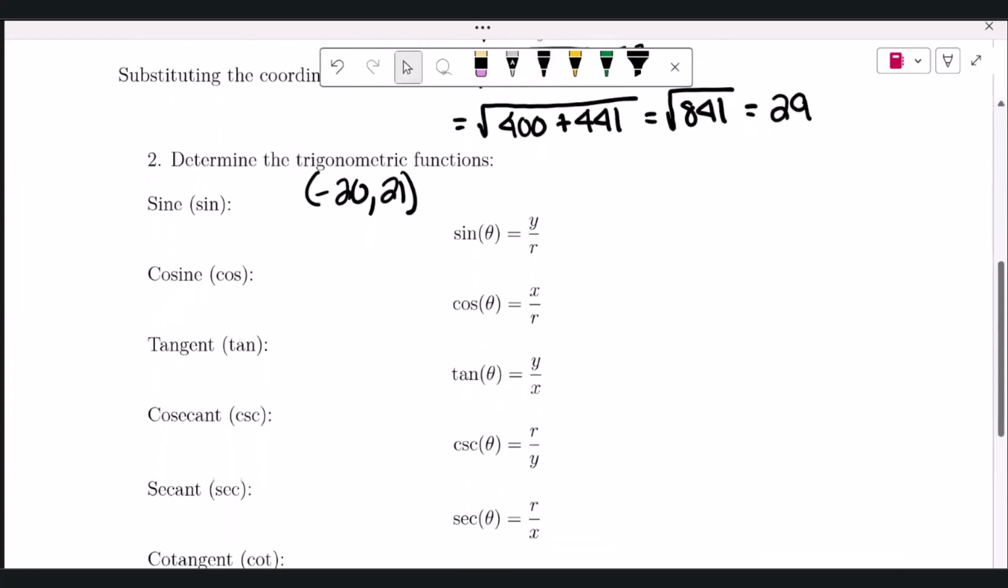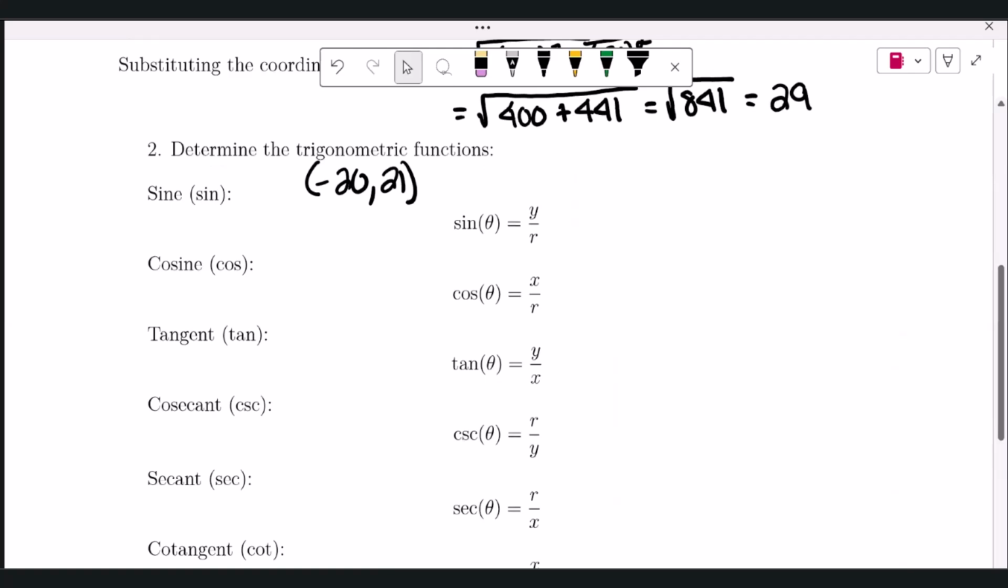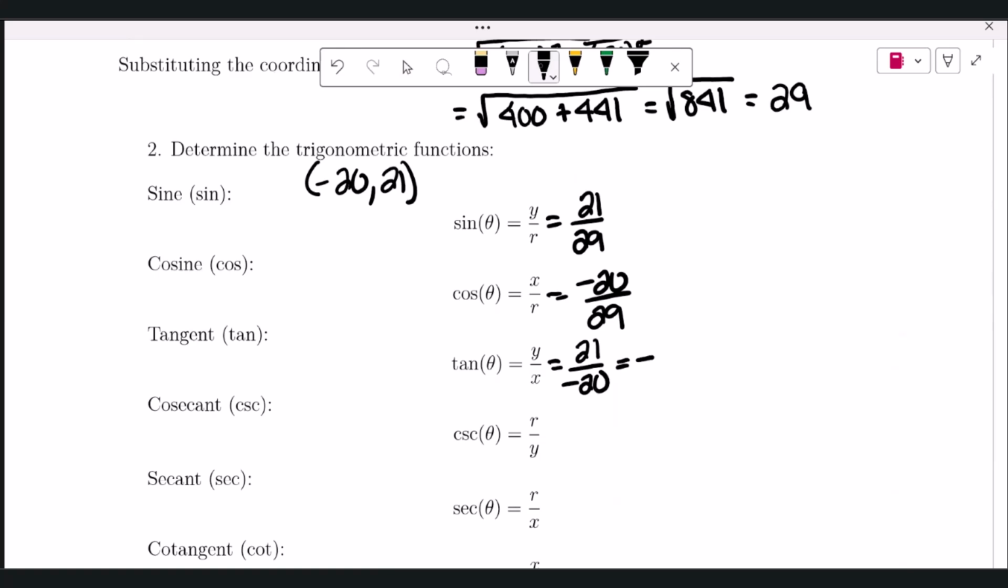All right, so let's find the sine. The sine is y over r. Our y is 21 and our r is 29. Let's find the cosine. Our x is negative 20. Our r is 29. The tangent is y over x. Our y is 21. Our x is negative 20. And we can just rewrite that nicely as negative 21 over 20.